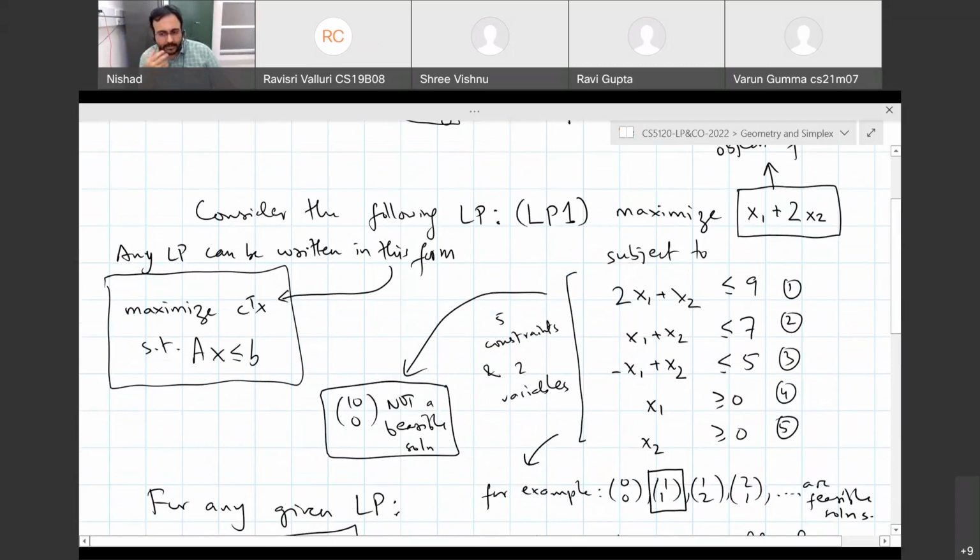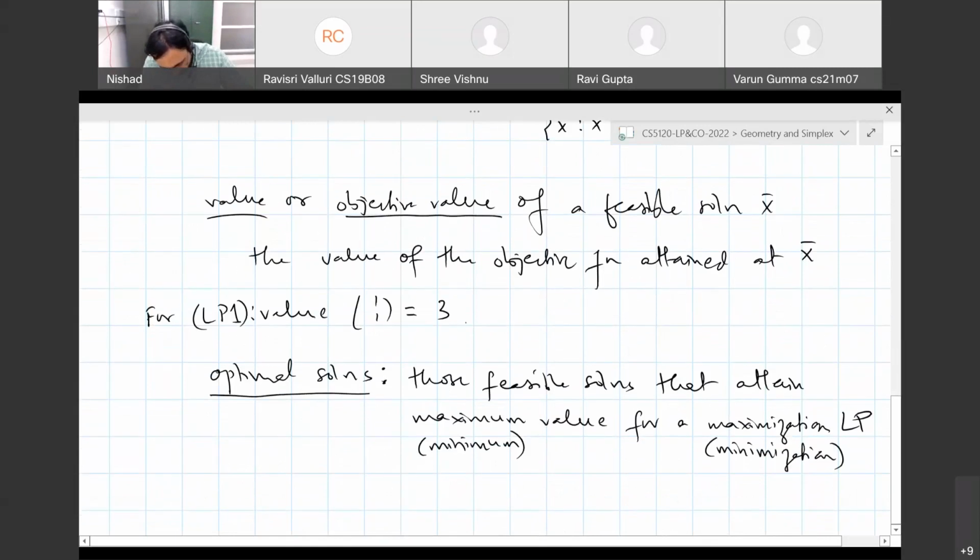You can also say if a solution is better than another solution for a maximization problem, a feasible solution would be better than another if it attains higher objective value than the other one. So for example, for 1, 2, what is it? It is 1 plus 4, 5. So the value of 1, 2 is 5. And so in that sense, 1, 2 is better than 1, 1. Okay? You get the idea. Okay, good.